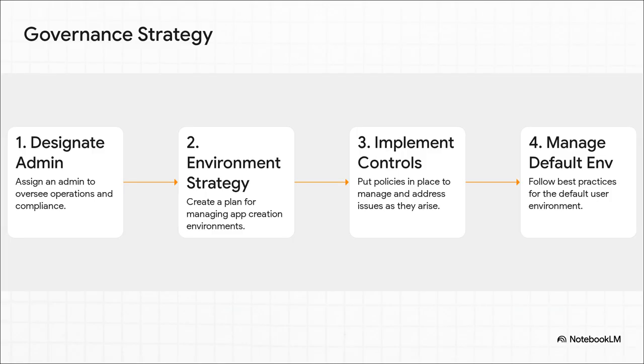To avoid total chaos, the companies that do this well all have a governance plan. And it really boils down to a few key things. You need someone in charge, an admin. You need a clear strategy for where and how apps get built. And you need to implement controls to prevent a digital Wild West of unsupported, insecure apps from popping up everywhere.